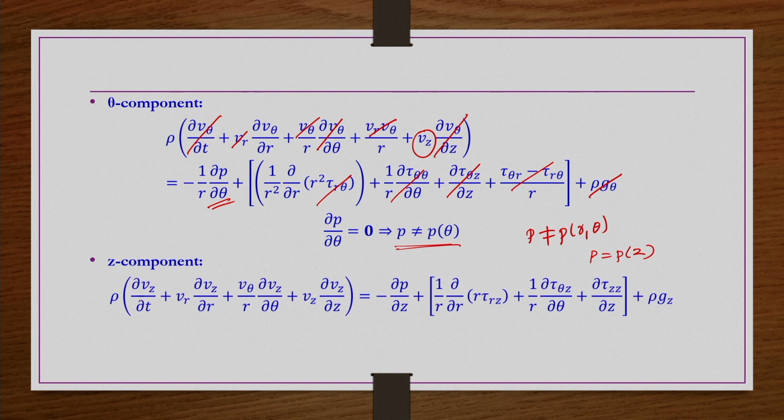So, here steady state, this is 0, V r is 0, V theta is 0, symmetry. So, this term is also 0. V z is existing, but it is fully developed flow. So, dou by dou z of V z is 0. Pressure, you cannot say anything, any generalized conditions you cannot have. So, dou p by dou z we cannot cancel out.